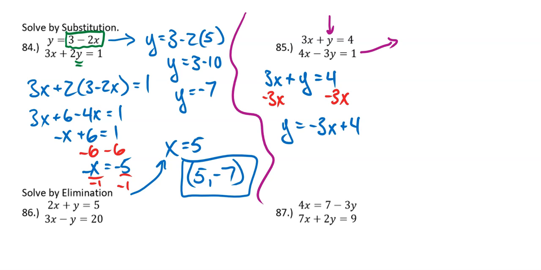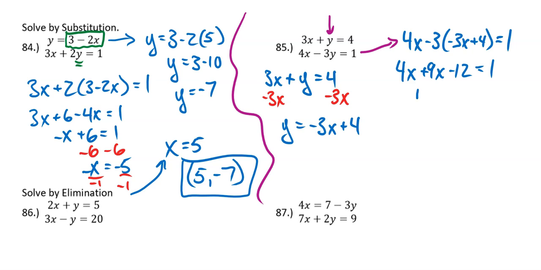I say, hey, let's replace that y. So that's 4x minus 3y, but instead of y, I'm going to replace it with a negative 3x minus 4 equals 1. And now I continue to solve. I distribute. I combine like terms. I add that 12 to each side. And I divide by the 13.